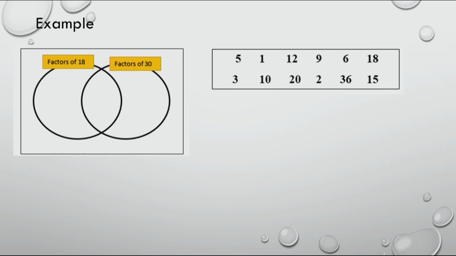Okay, so you've got the factors of 18 and the factors of 30, and you're only going to use numbers given to you. Only numbers given to you. So you're going to work it out and then fill in. You can only use a number once. Fill in the region on the Venn diagram.